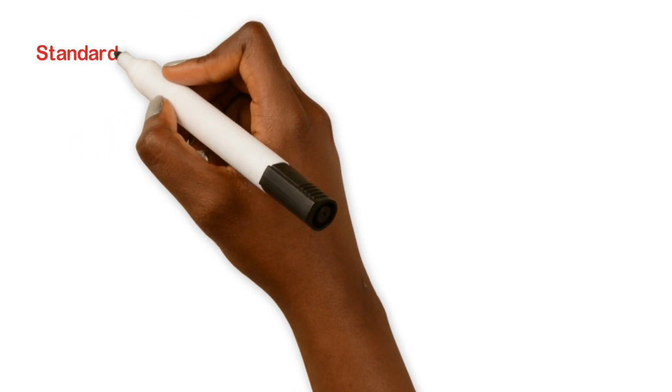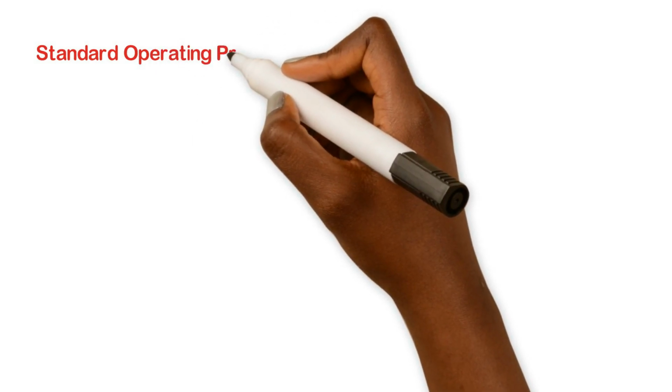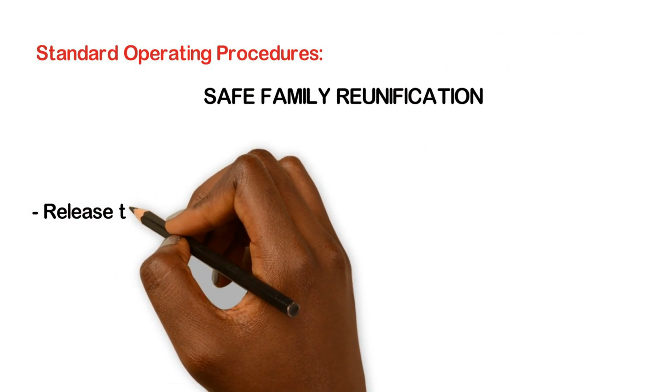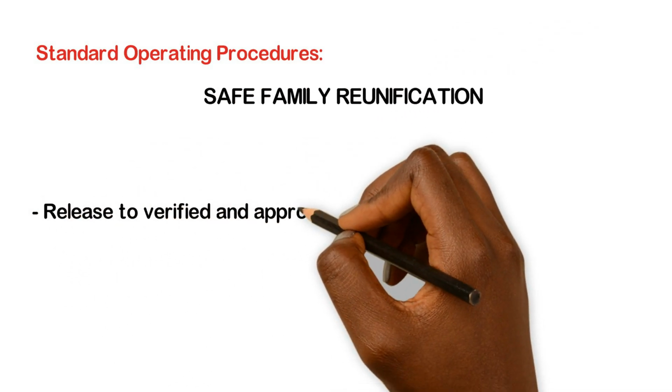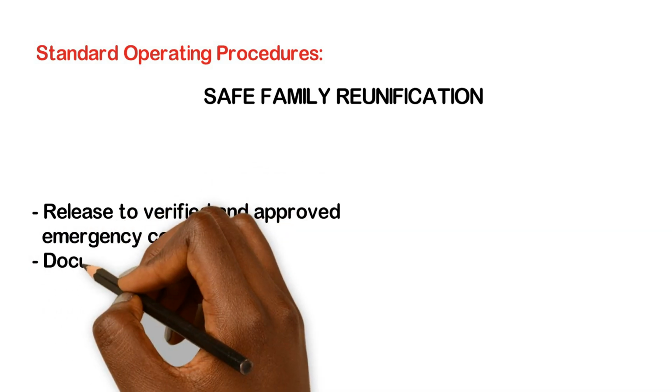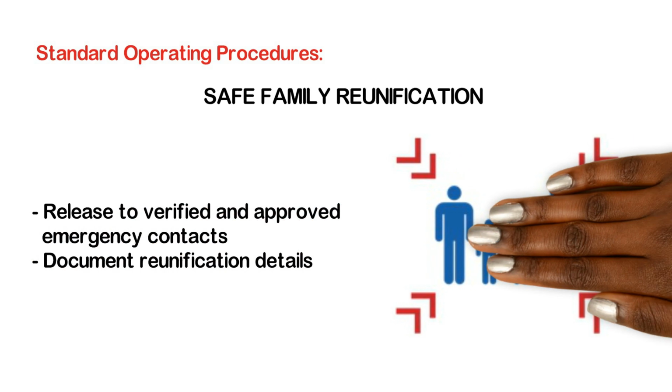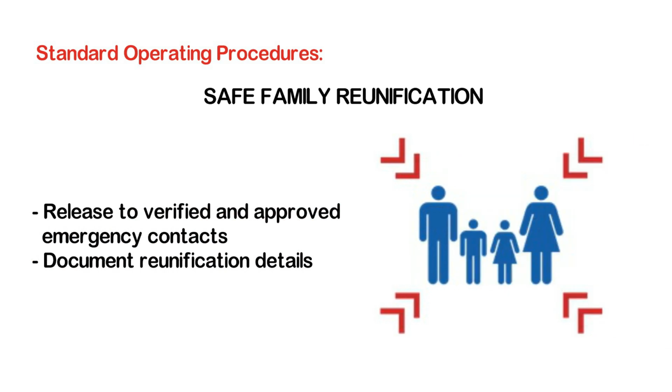Safe family reunification. The purpose of safe family reunification is to ensure that students and families are safely reunited in case of emergency or disaster. Students under the age of 18 are not permitted to leave school or safe haven except in the company of an adult approved in advance by parents or guardians.